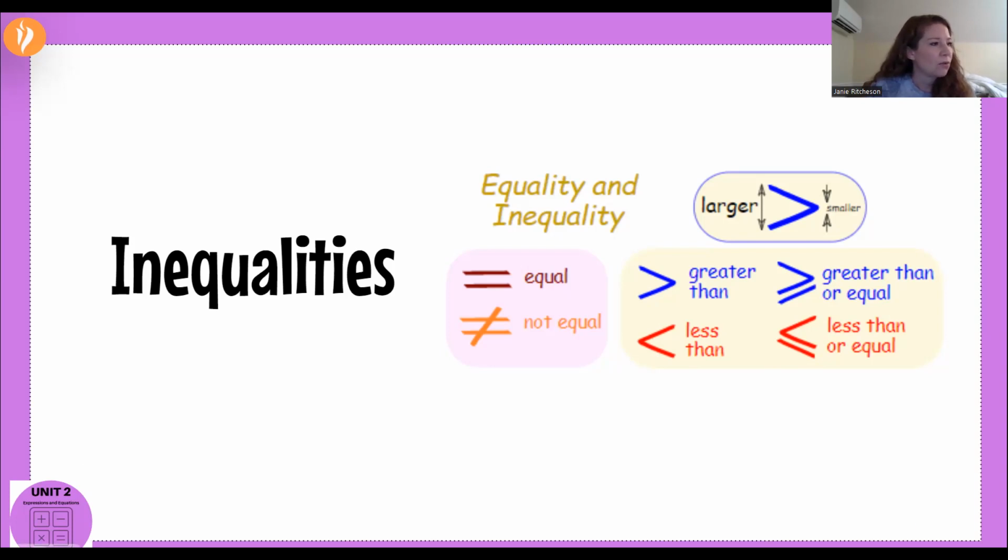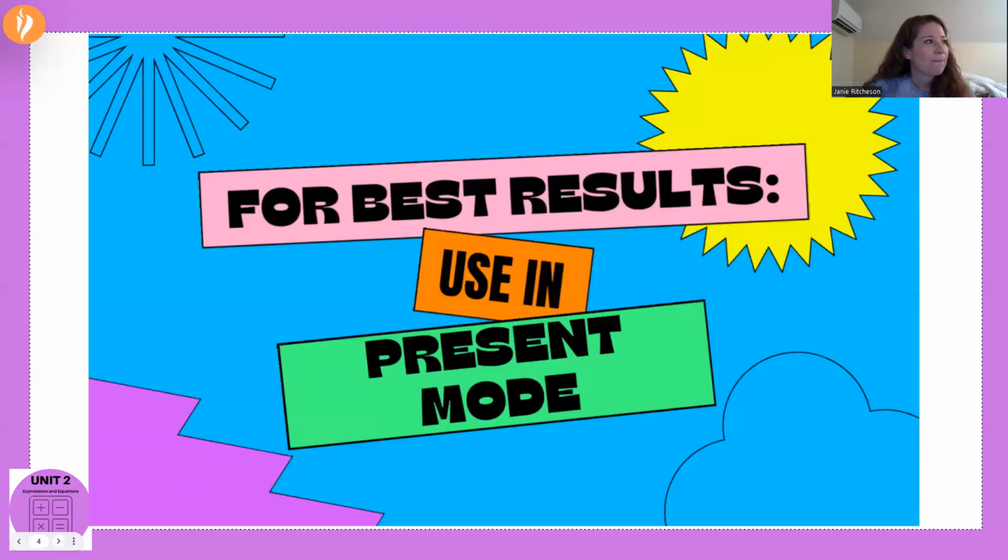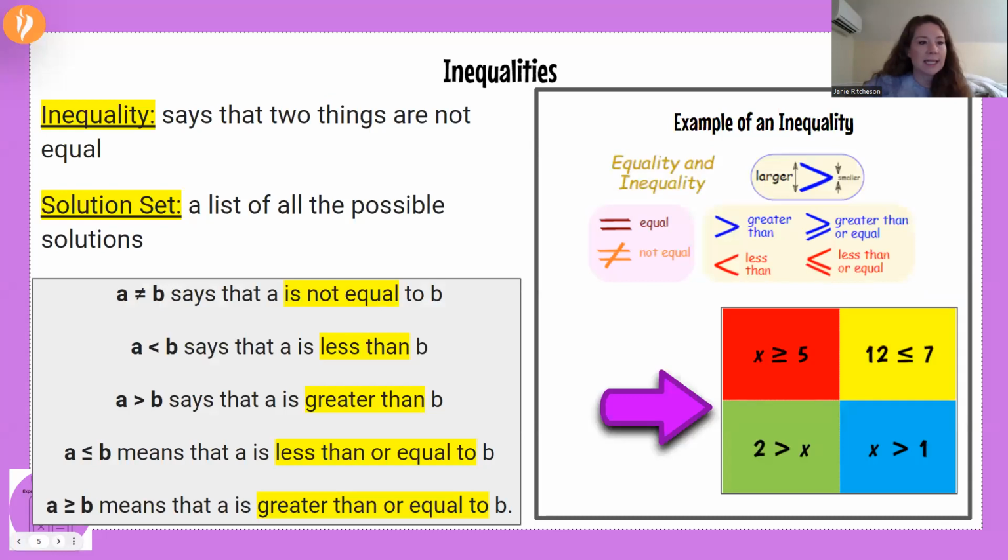All right, so here we go. Those were our math standards. This is our learning targets. So an inequality says that two things are not equal. So if you have a solution set, that means every number that would make an inequality true, okay?